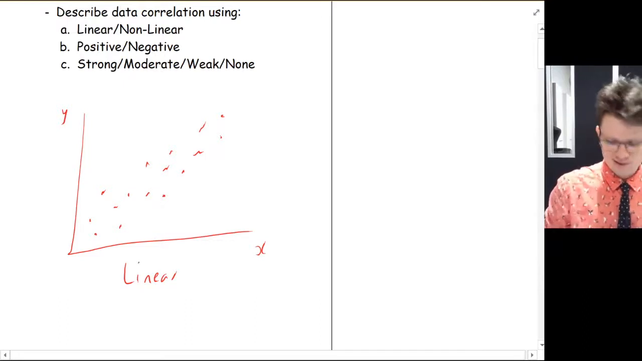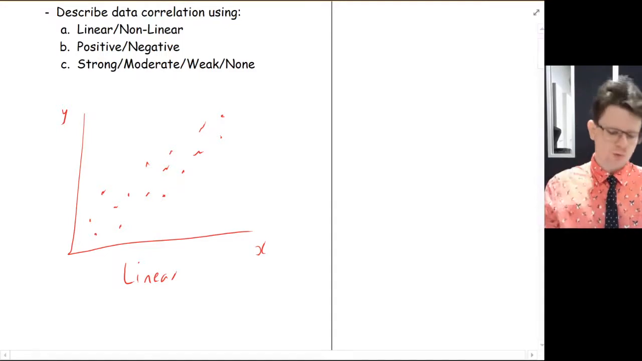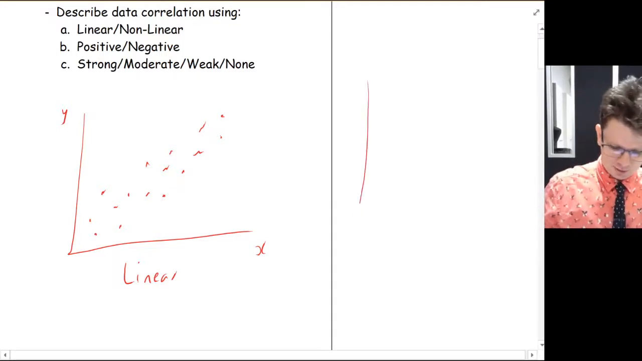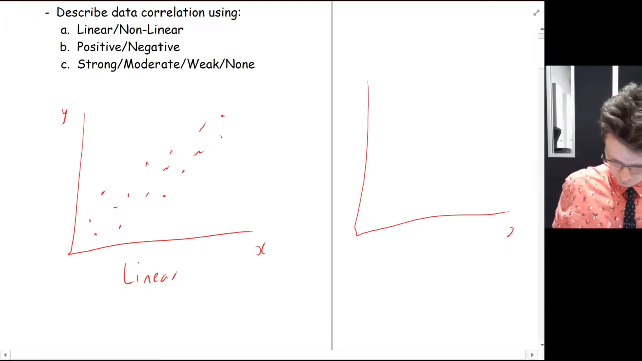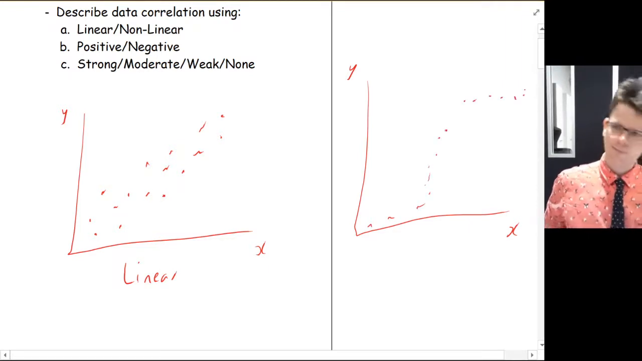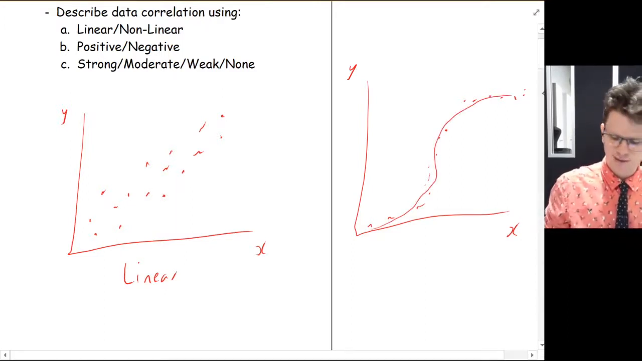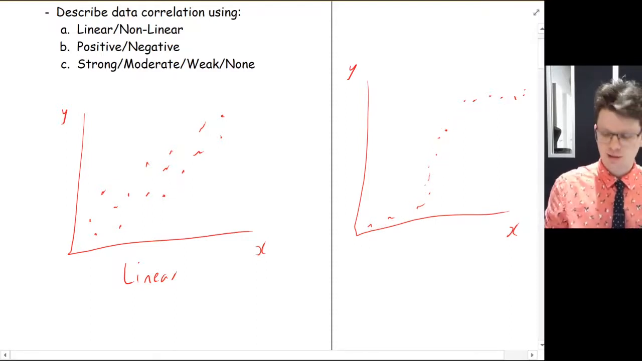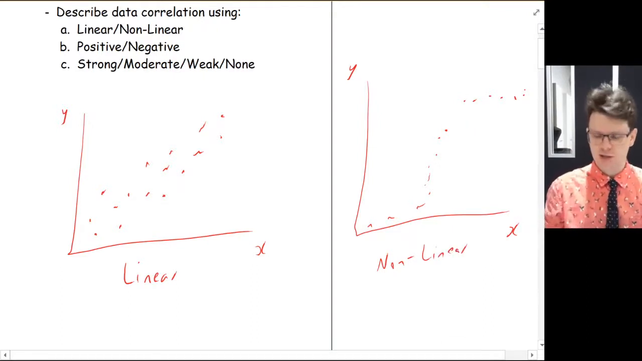Now there's different strengths of linear. That's what we're going to come to later. But the first thing I just want us to be able to look at is, is something linear or not? I'll show you one that isn't linear. Now this isn't linear. Why? Because it's curvy. Curvy things are non-linear. So if it's in the shape of a line, it's linear.